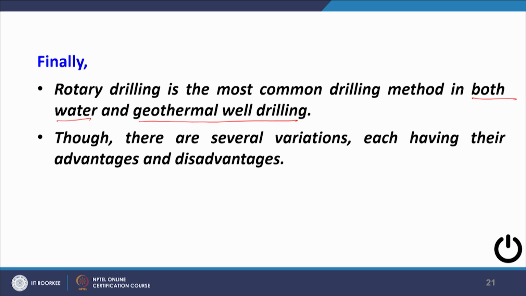You have to remember that no technique is universal. For different areas, different techniques should be employed. If I have just one type of rig and I keep trying to make holes everywhere, I am not going to have cost effective results. So, depending on the area, depending on the subsurface geological condition, depending on the requirements of water, the yield, the appropriate technique should be adopted. So, with this I end this discussion.